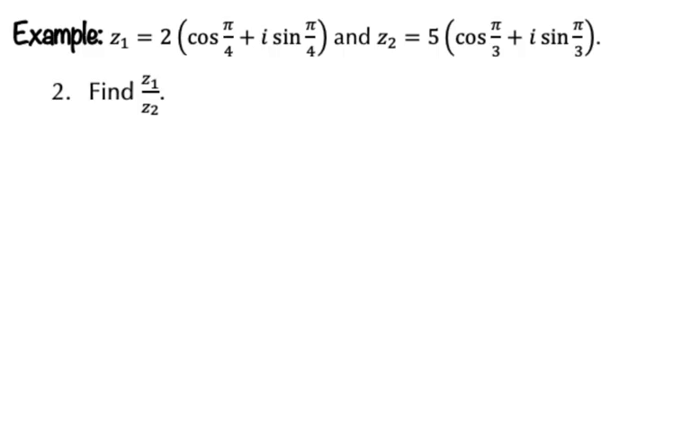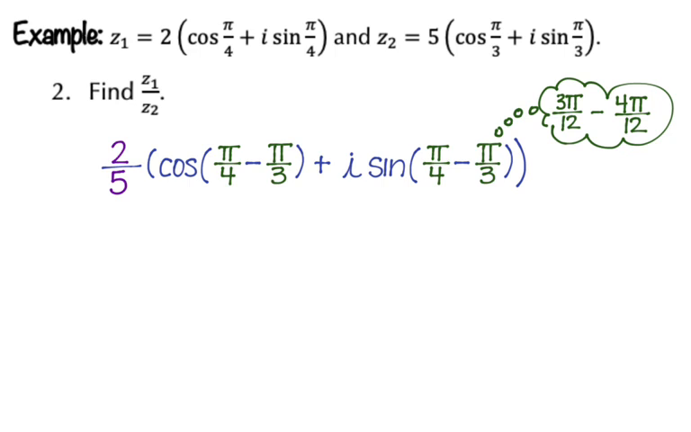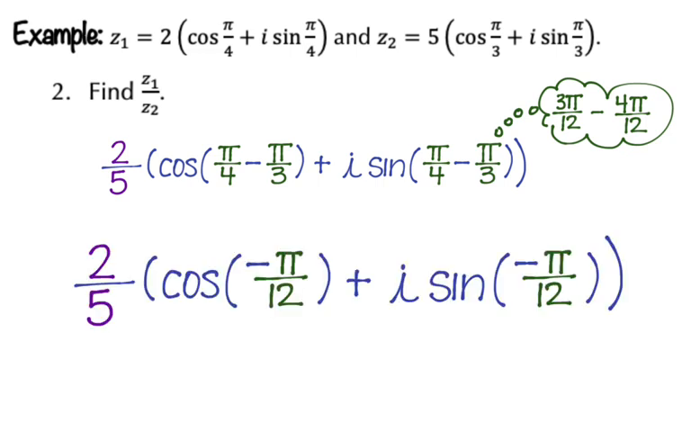To do division, we said we divide our modulus, and then we subtract our angles. And once again, we need to do a little bit of fraction work there, subtracting 3 pi over 12 minus 4 pi over 12, which gives us negative pi over 12. So we know we're in quadrant 4, and there's our final answer.